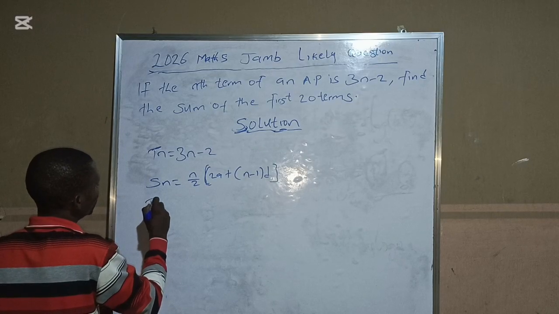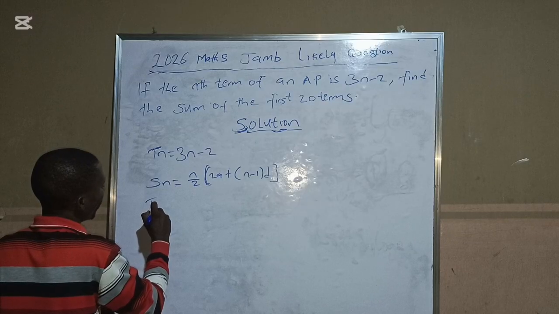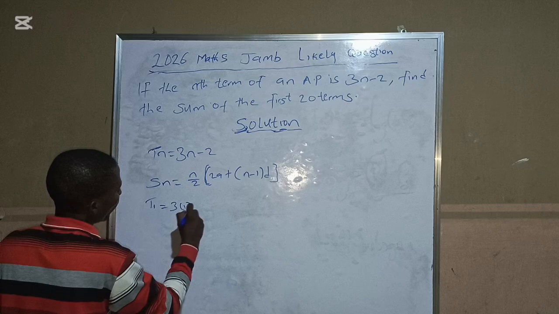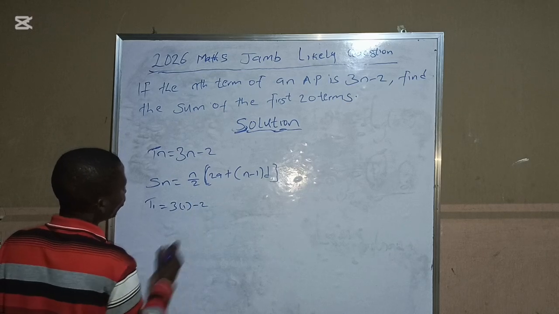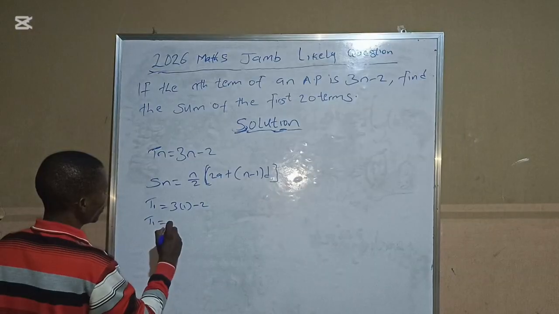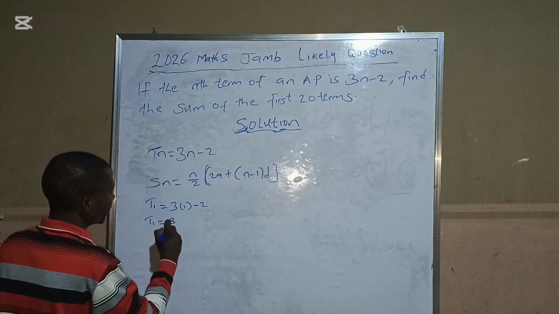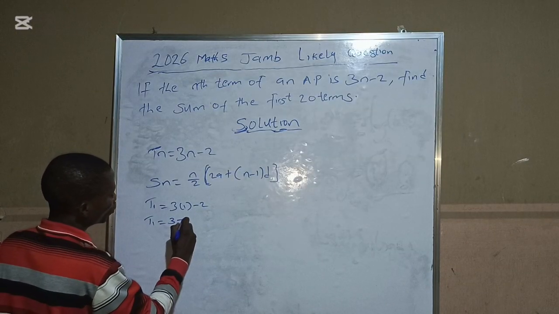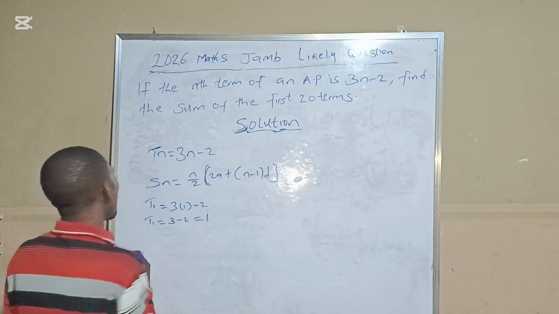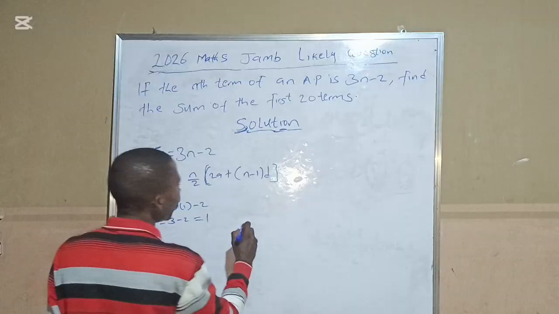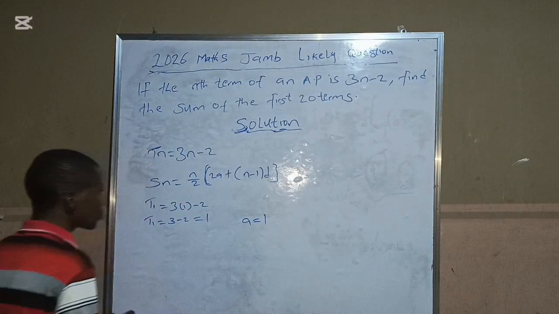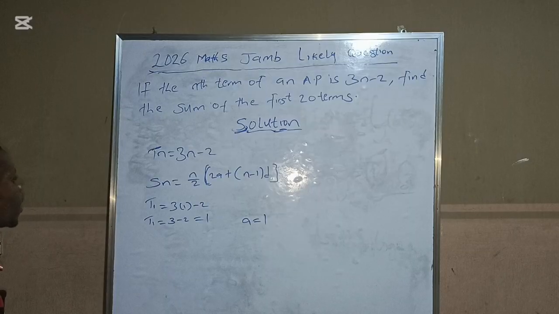So T1 equals 3 times 1 minus 2. That's 3 minus 2, which equals 1. We know your first term will always be your a. So we've gotten our a to be equal to 1.